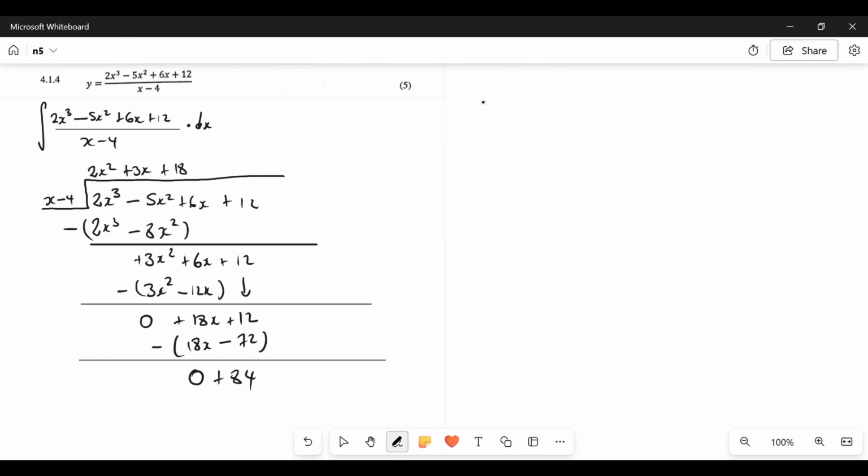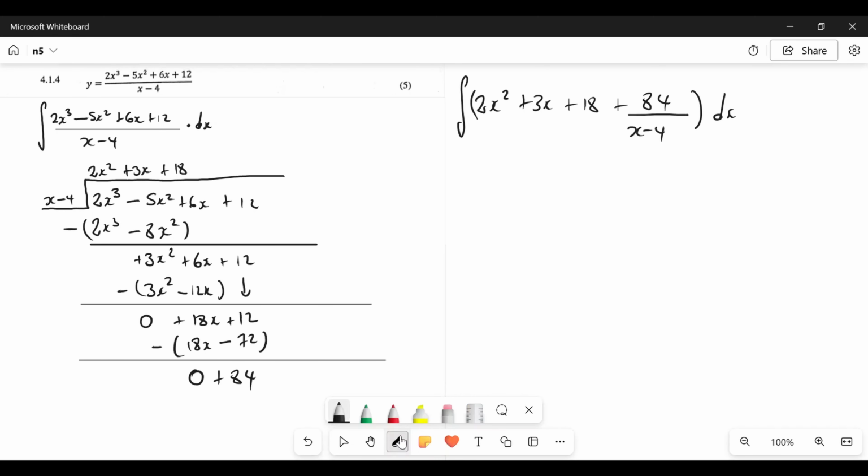So let's continue here. We can say the integral of 2x squared plus 3x plus 18 plus 84 divided by x minus 4 and then close bracket dx. Just in case you don't know where these are coming from, this 2x squared plus 3x plus 18 is what we got as we were dividing them. And then this 84 there, it is the one there, and then divided by x minus 4, which is our divisor there. So 84 is actually our remainder, just in case you did not know.